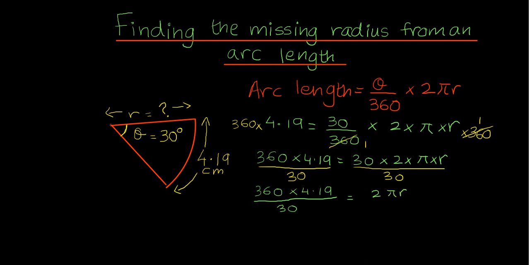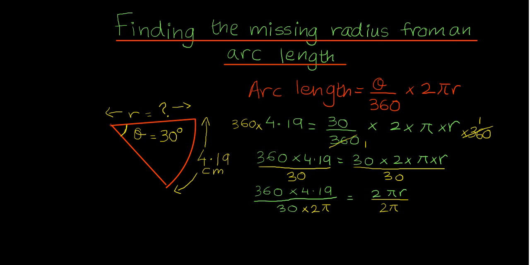So what I'm going to do now is speed up the process a bit. I'm going to divide both sides by 2 pi, and that will leave me with r as the subject. Now in order for me to divide by 2 pi, I need to write a multiplication sign here, because this numerator is going to be divided by 30 as well as 2 pi, so the 30 and the 2 pi will be multiplying as the denominators over here.